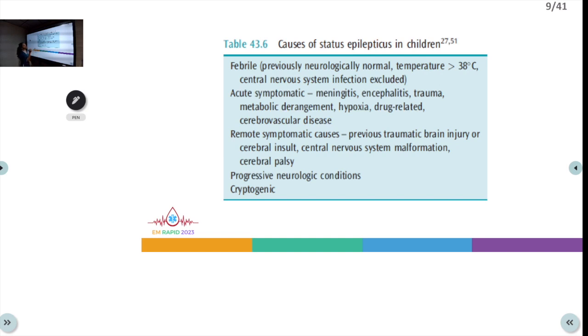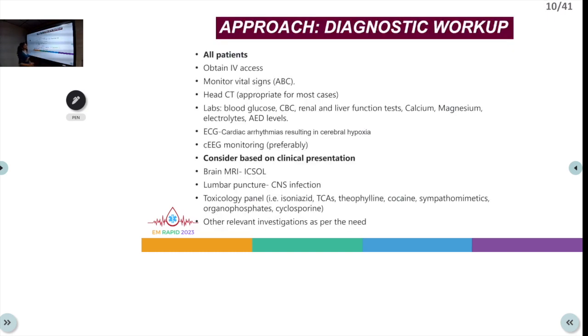So in children, some other causes are similar to the adults itself. Febrile seizures are there. That is one of the most common causes. Then other infections, or any traumatic brain injury, or any central nervous system malformation, or cerebral insults, cerebral palsy, any progressive neurological condition, or cryptogenic causes. So how to work up a patient with seizure?